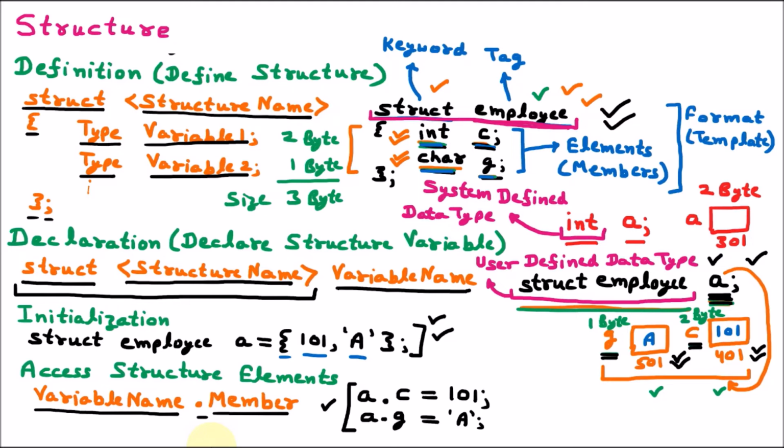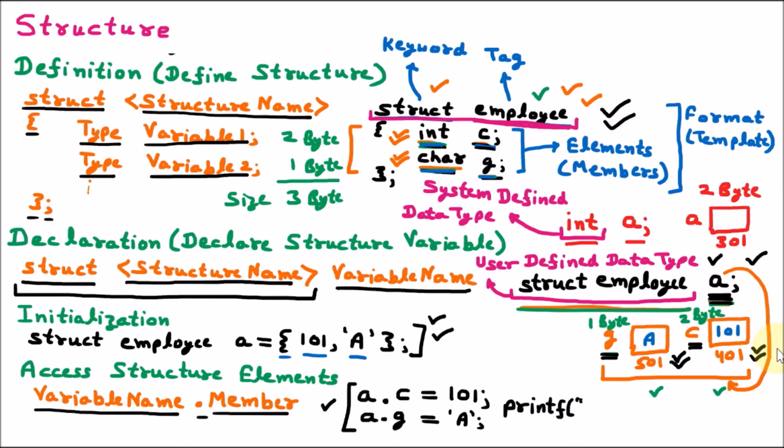By using A dot C and A dot G, where A is the variable name and C and G are the members, you can take the input from the user by using the scanf statement, and you can provide the output to the user by using the printf statement. Let's say I'm using a printf statement here. So simply you can write printf. Printf means printing on the screen.